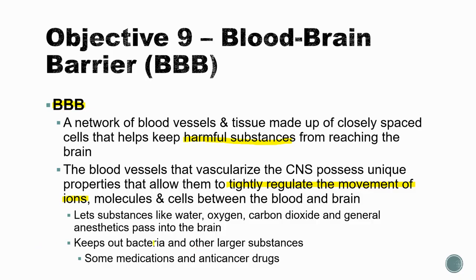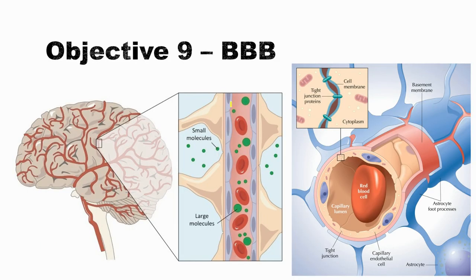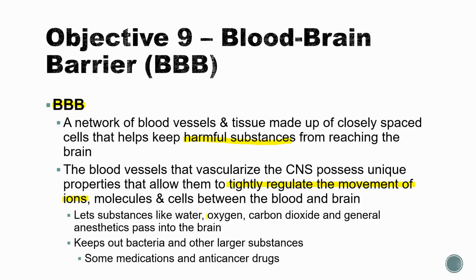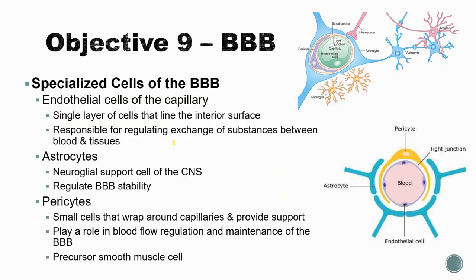And so the way it's going to work is that filtration is going to be increased, and it's just going to be a little pickier about what molecules can go through. So like it said over here, important molecules like water, oxygen, carbon dioxide, smaller medication type chemicals are able to easily pass, but other things are not going to be able to. And so there's 3 different types of specialized cells that help contribute to this picky movement of molecules.